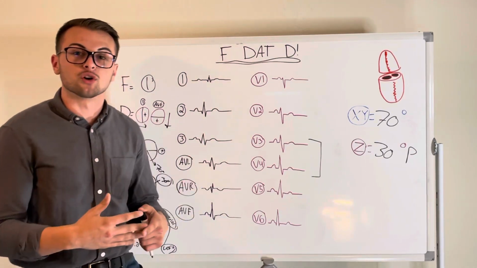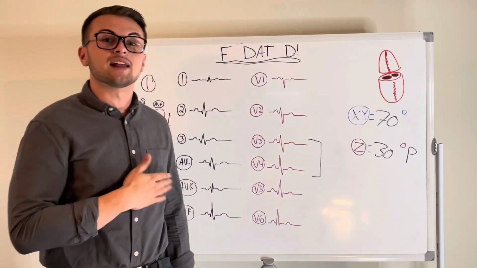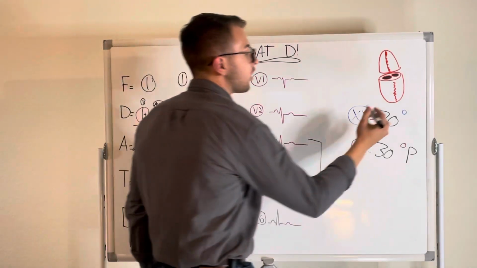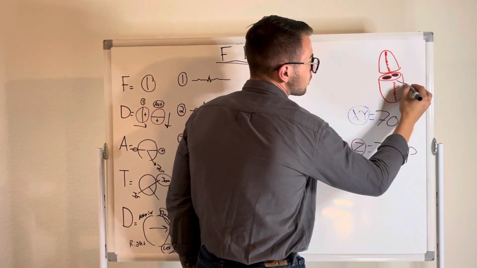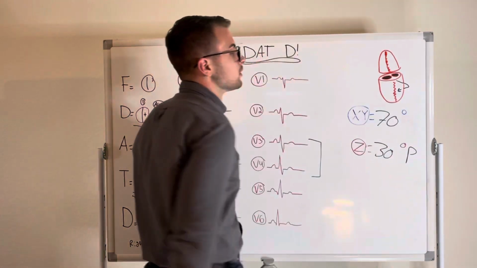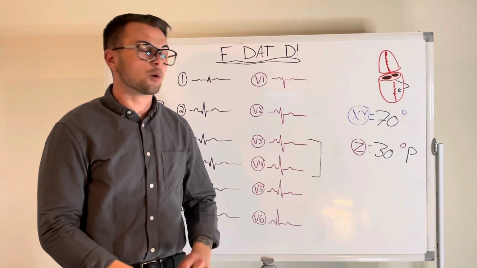So what is the result? We have a normal XY axis of positive 70 degrees and a normal posterior Z-axis of 30 degrees. So if I had to draw it, it would probably look something like this, right? That is probably the normal electrical vector if we had to put an image to it.